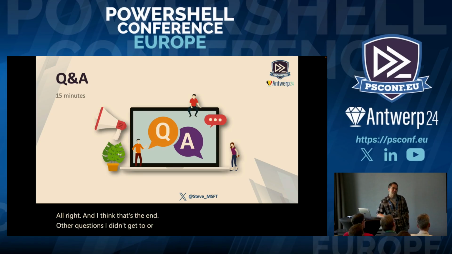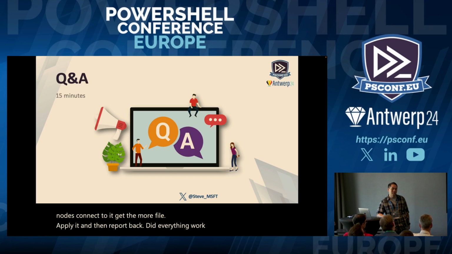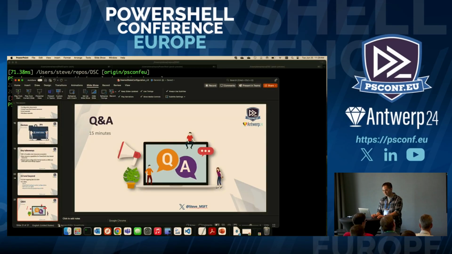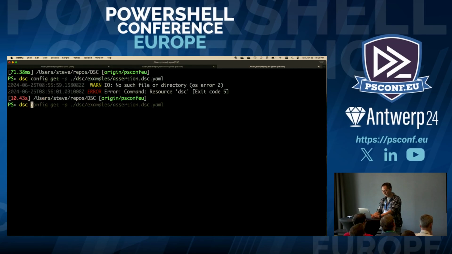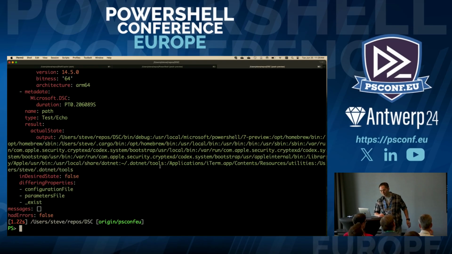How does error reporting work? For example, now we have our MOF files in an Azure Automation account. The nodes connect to it, get the MOF file, apply it, and then report back whether everything worked or which did not work. If I do it now, I have the files locally on my machine, let the task scheduler, for example, run it every hour, and now there's an error. How do we get that?